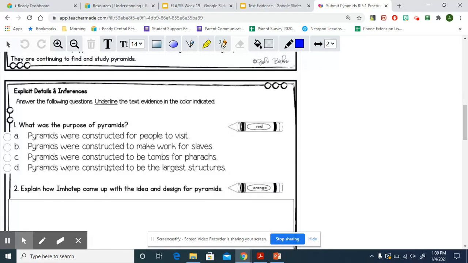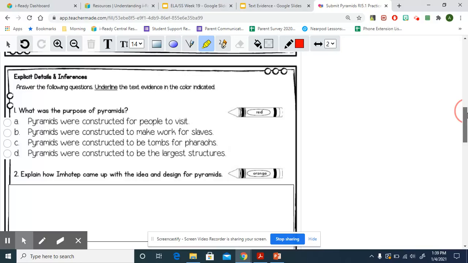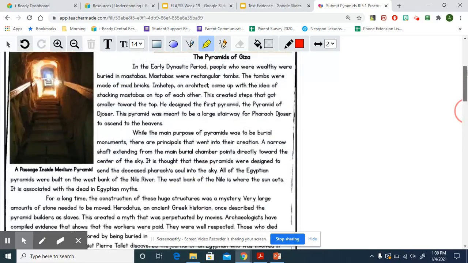So our first question is, what is the purpose of pyramids? And if you notice right here, there's a little crayon that says red. So what we're going to be doing is highlighting the text where we find the answer of what the purpose of pyramids was. To do that, you can select your pen tool, and you click red. So again, we're looking for the part where it says what was the purpose of pyramids.